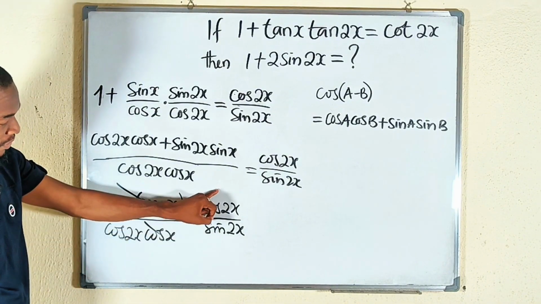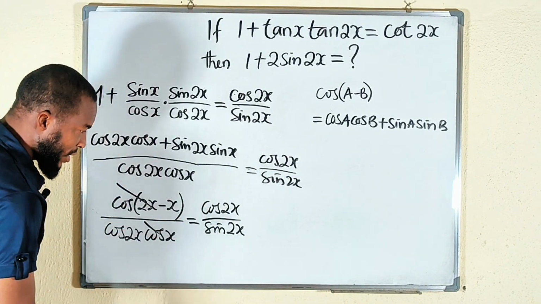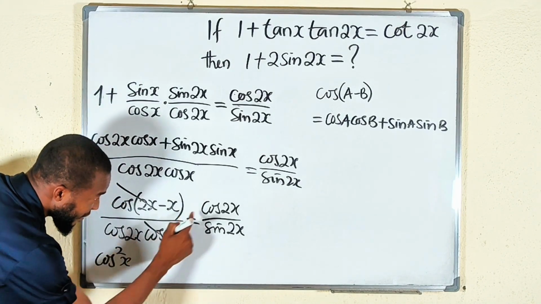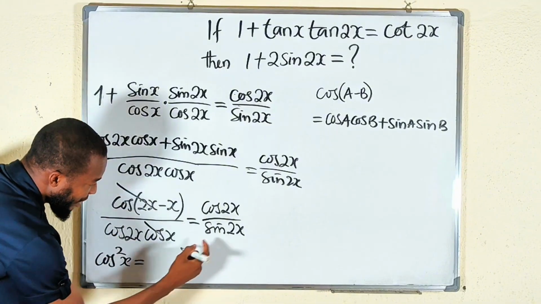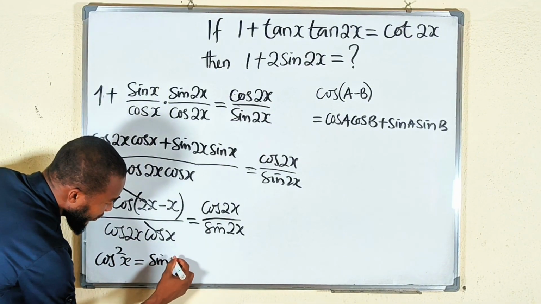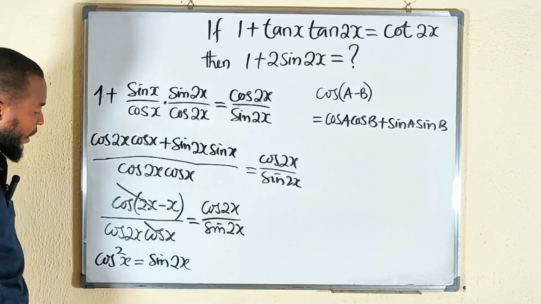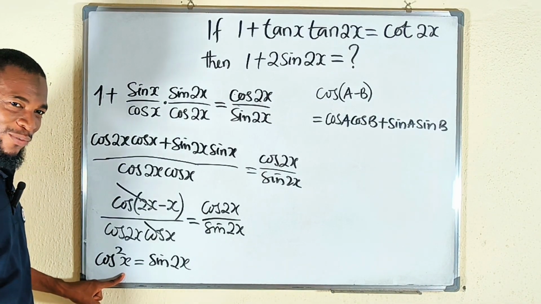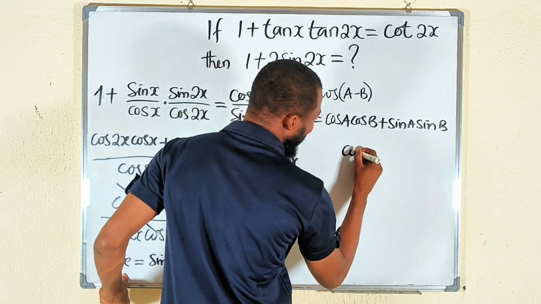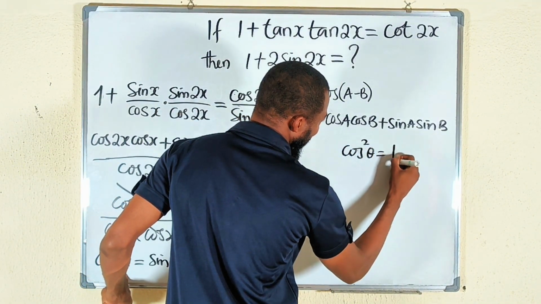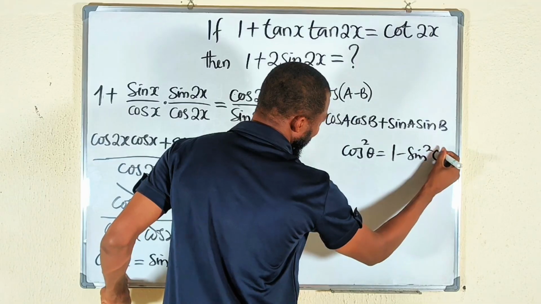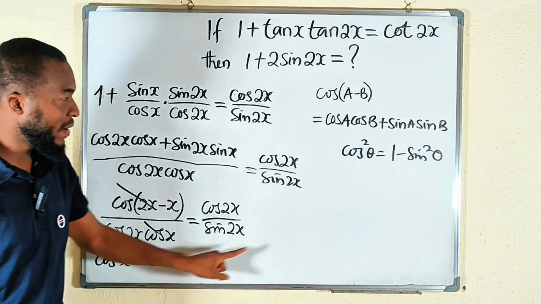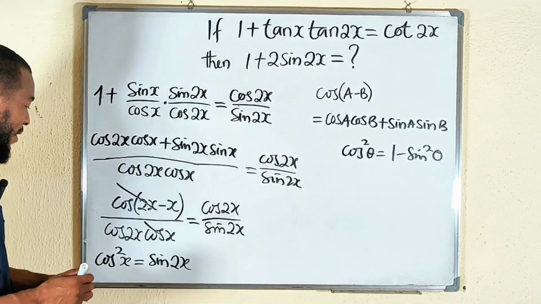Cos of 2x times cos of 2x will give us cosine squared 2x, because they are the same, right? This is equal to 1 times sine of 2x. And I know that cosine squared x, should I write the identity for you again? Remember, if you have cosine squared theta, this is the same thing as 1 minus sine squared theta. So instead of this cosine squared x, we can write it as 1 minus sine squared.